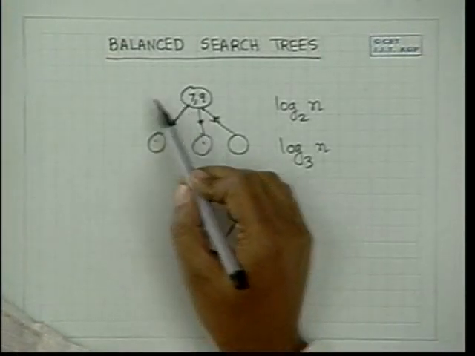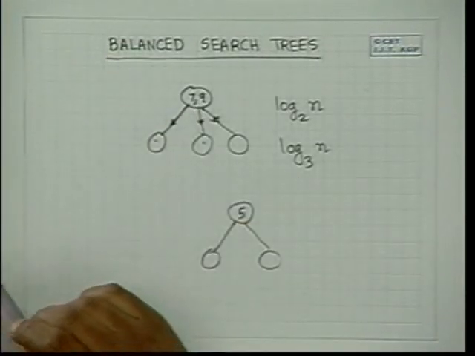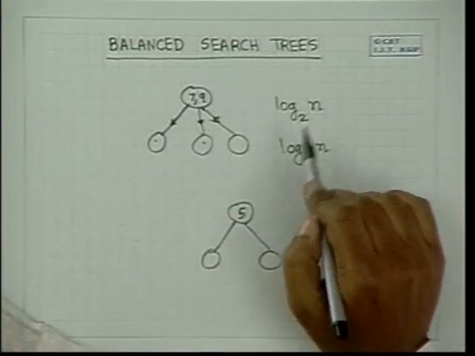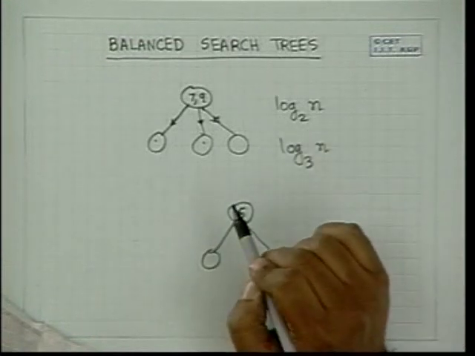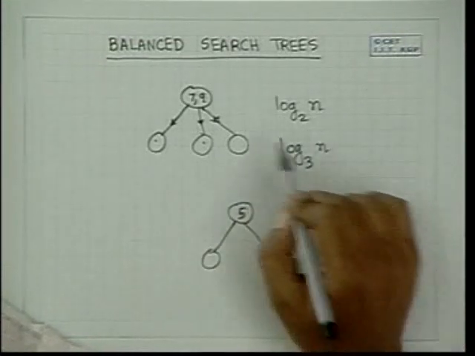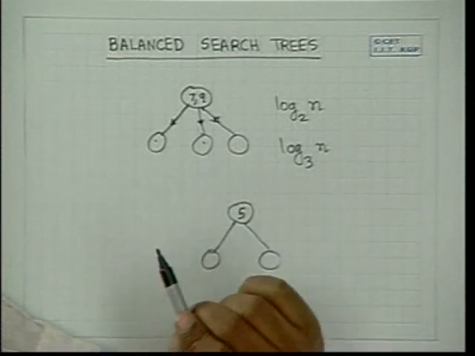So your height will be less, but the comparison at every node will be more, and both ways you can show that more or less you are going to reach a similar situation. The exact analysis is left for you.